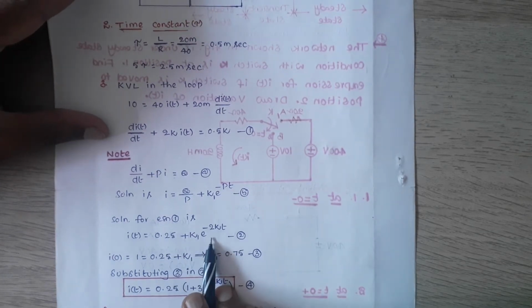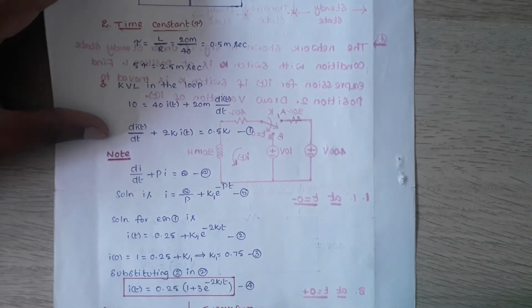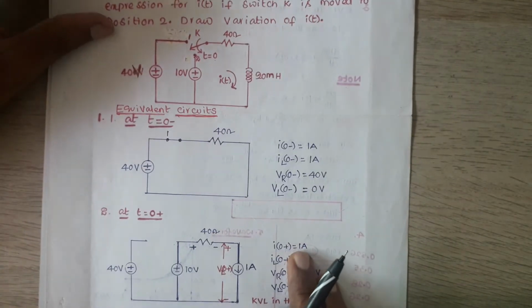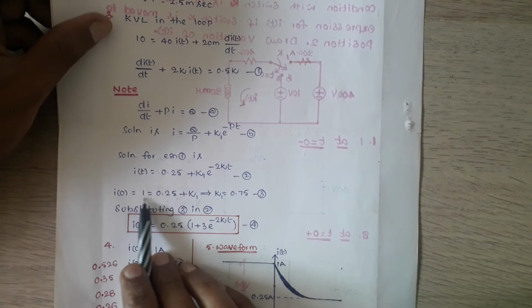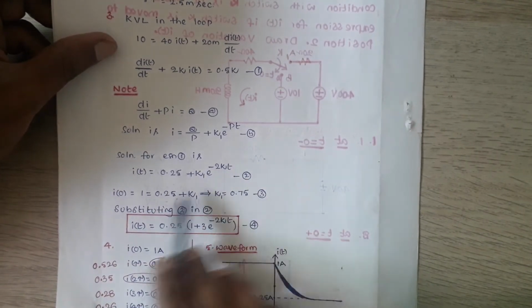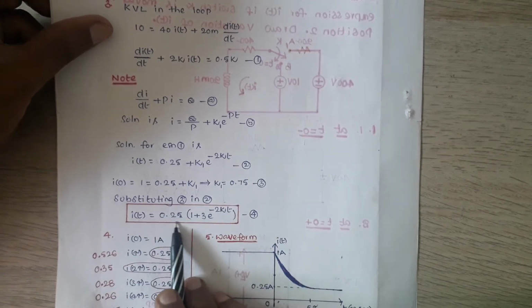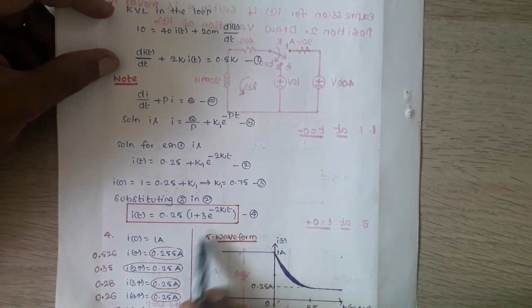So use initial conditions at t equal to 0. There is a current in the circuit, so use that condition to get the value of k1. At t equal to 0, the current in the circuit is 1 ampere. Use that condition to find the value of k1. So I of 0 equal to 1, which is equal to 0.25 plus k1 e power 0. So k1 equal to 0.75. Substituting equation 3 in equation 2, I of t equal to 0.25 times 1 plus 3 e power minus 2kt.